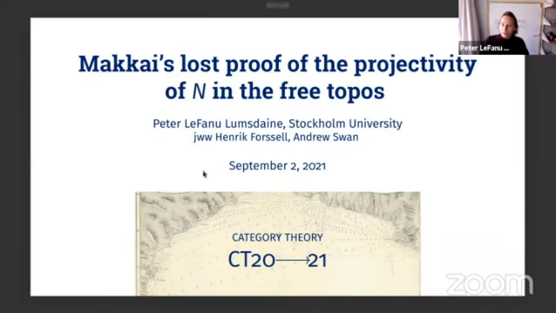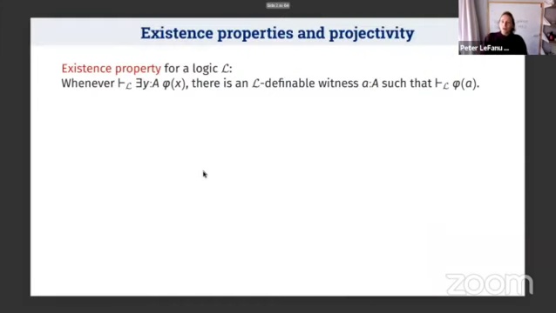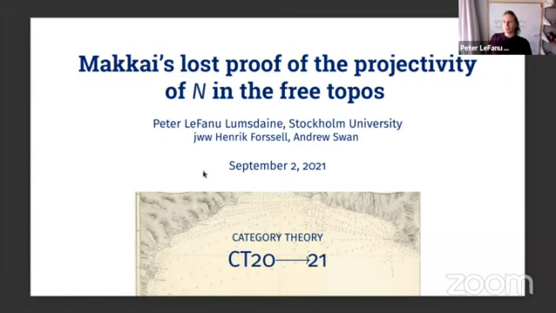Great, then, yes, sir, as ever, thank you very much to the organisers for the opportunity to speak here in a very enjoyable conference so far. So what I'm talking about today is an old piece of work, and I'll come to the history in a moment.